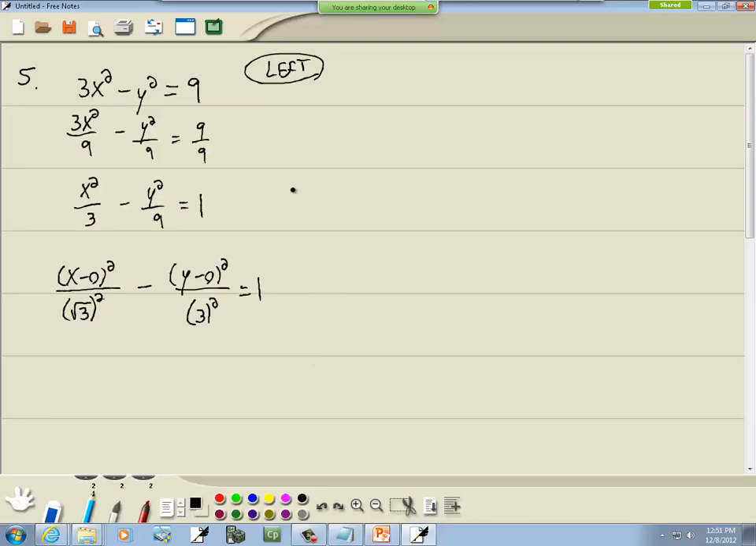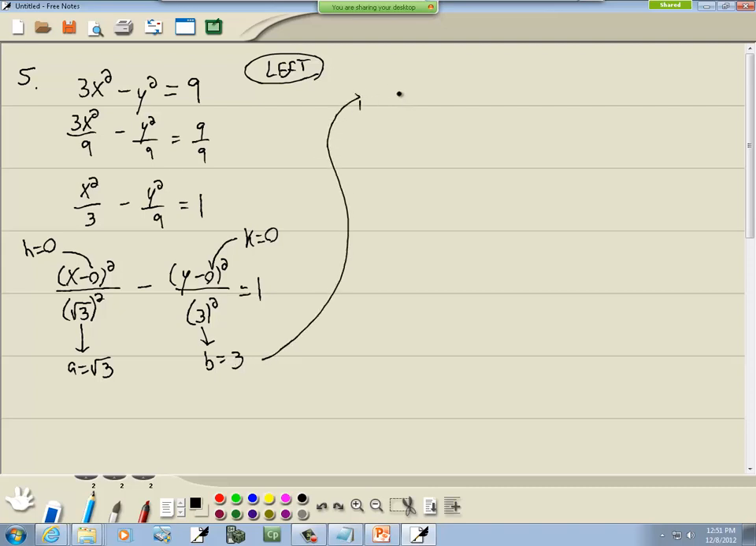Deal with the formula on the left. So h is what goes with x. It's opposite sign. We're still doing zeros, though. This is k, and its opposite sign, so that'd be 0. This is our a. So a is square root of 3, and this is our b. So b is 3.